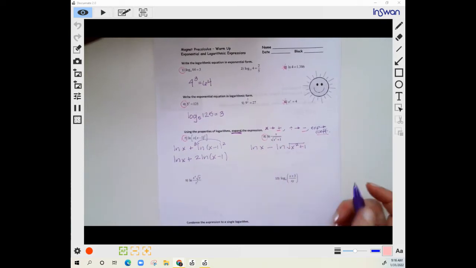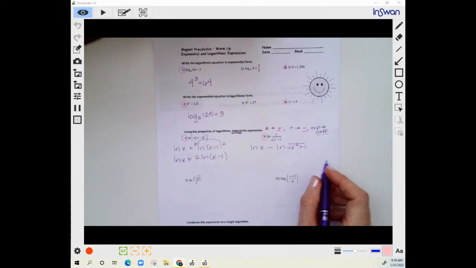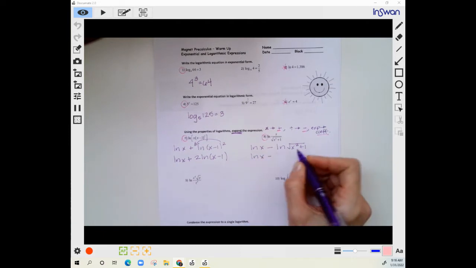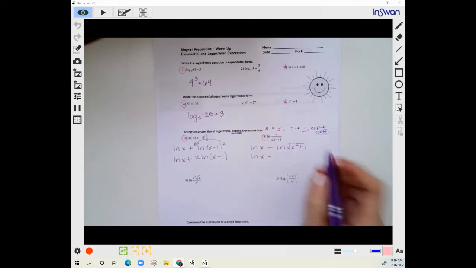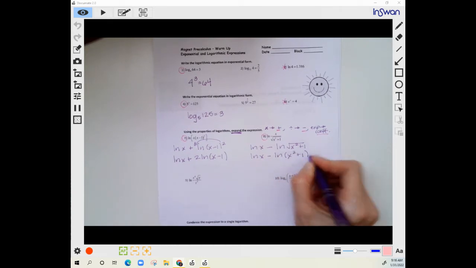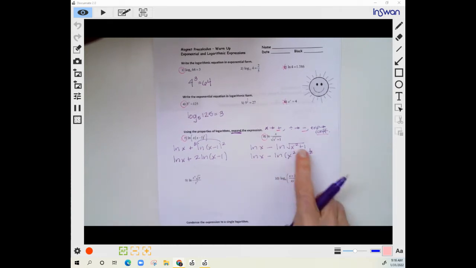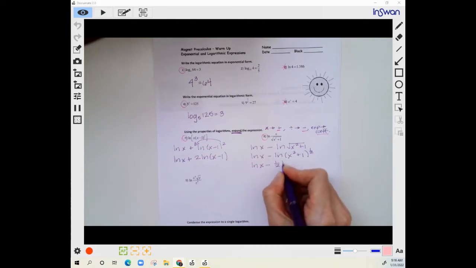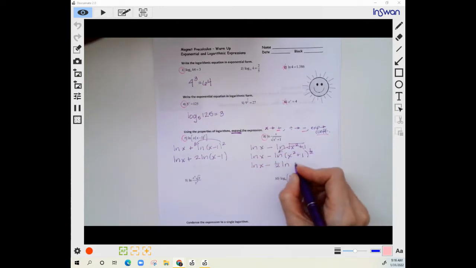Here, I've got some more work to do. We don't actually have any properties of logs that address radicals, but we should know that any radical can be written as a rational exponent, and a square root is the same as a 1/2 power. Those have the same exact meaning. And then again, if you have an exponent, part of expanding is to write it as a coefficient, which just moves it out front of the natural log.